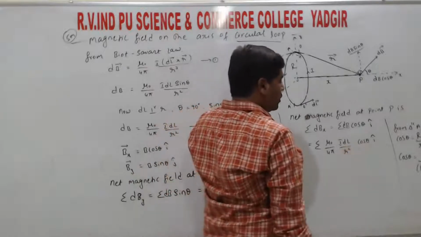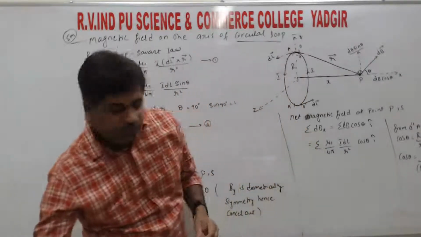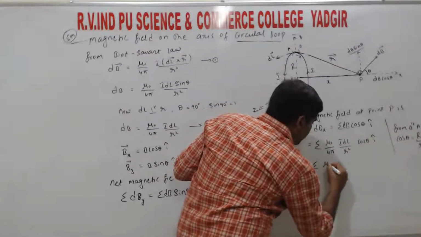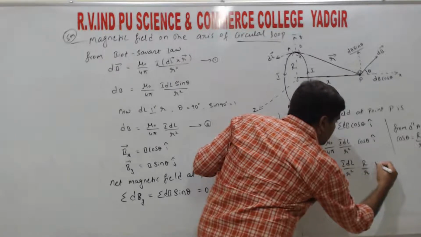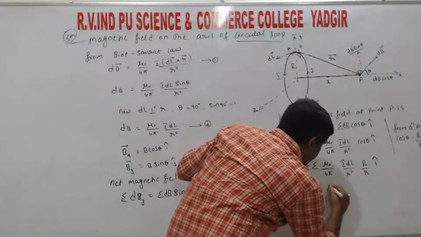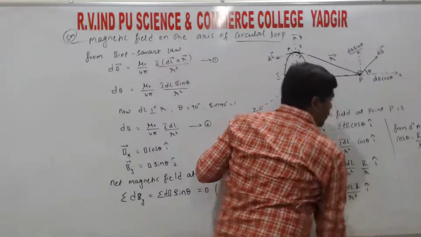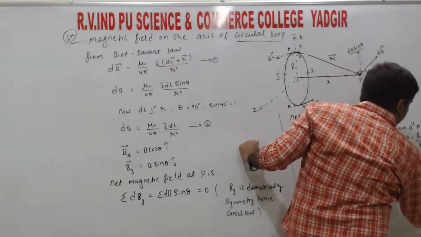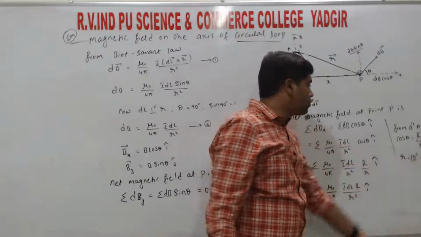Now substituting the value of cos theta, later we can substitute the r value. First substitute cos theta equals R divided by r, so the summation of mu naught by 4 pi, I dl divided by r square, into cos theta value R divided by r, i cap, right? So i cap indicates the direction along the x-axis, so that is equal to the summation of mu naught by 4 pi, I dl R divided by r cube, into i cap, right? Again from the same triangle AOP, r is equal to, from the Pythagoras theorem, R square plus x square whole to the power of 1 by 2. So r square is equal to R square plus x square. So in place of r we can substitute R square plus x square, right?